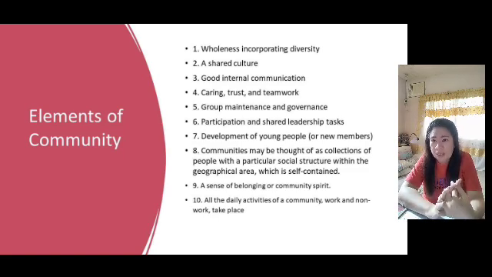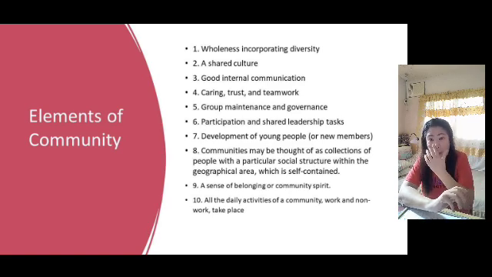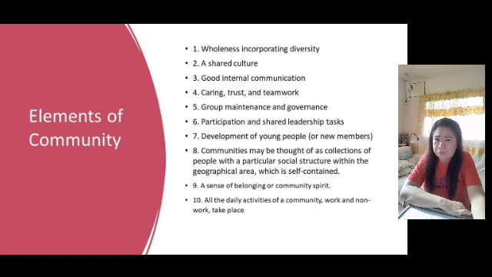Next, there is also a development of young people. Diba? Meron tayo dapat na mga dinedevelop na mga new members. Hindi po pwede na matatapos lamang sa mga dating members na yung komunidad, yung parents natin. Syempre, dapat tayo din, yung mga anak, minomold na rin para maging isang mabuting member ng community. And then, communities may be thought of as a collection of people with a particular social structure within the geographical area which is self-contained. Ayan.